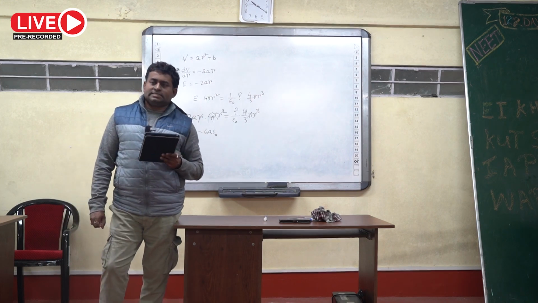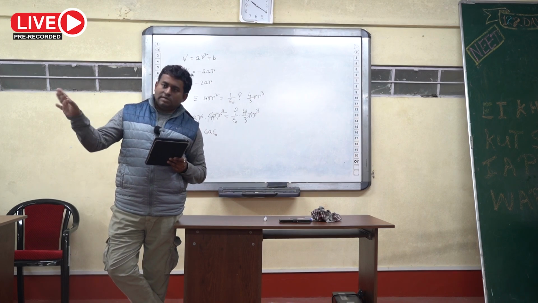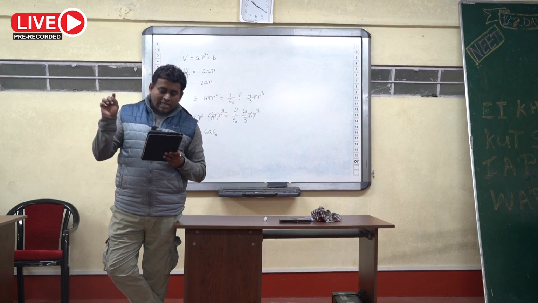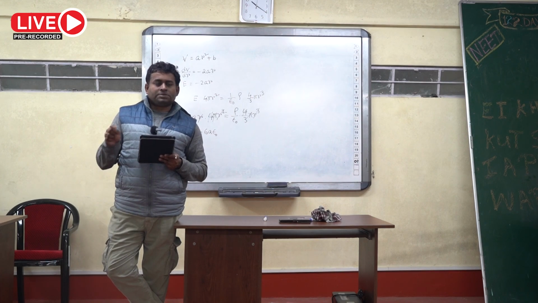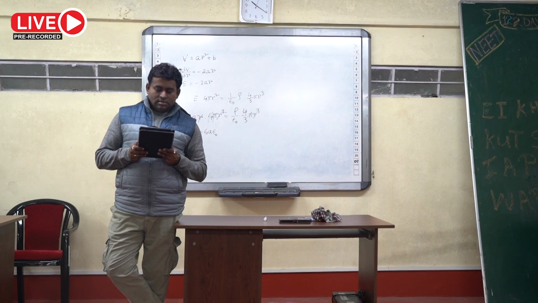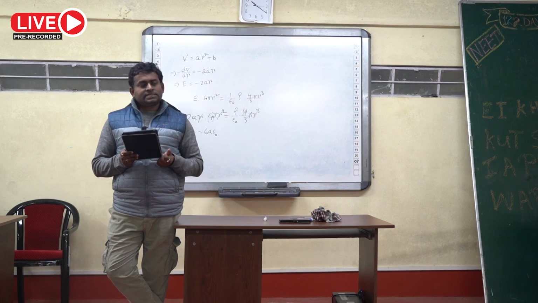Here K is not 1 by 4 pi epsilon naught, K is a different thing, where K is option A, 8Q2, option B, 8Q1, option C, 6Q2, option D, 6Q1.